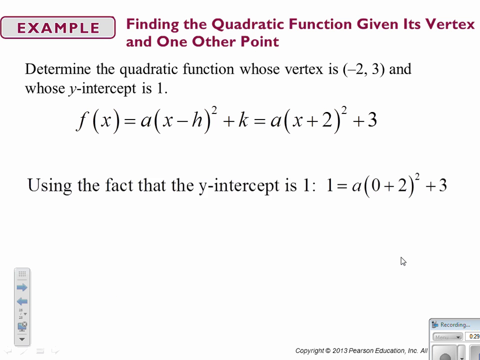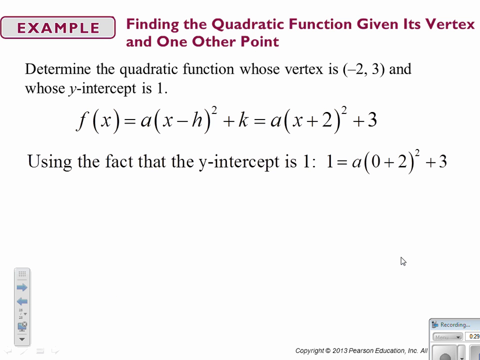Is this the completing the square? This is just plugging the vertex into vertex form. So a y-intercept at 1 means that my y value, or my f of x, is equal to 1. So where f of x was here, now it's going to be 1. My x value, when y is 1, is 0. So that's why I have a 0 plus 2. I'm going to square that and add 3.